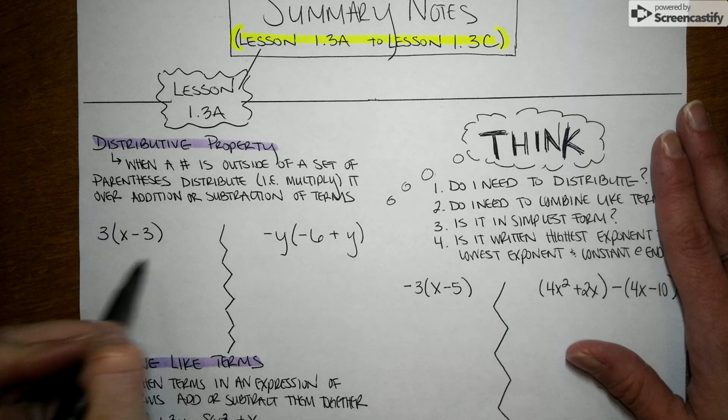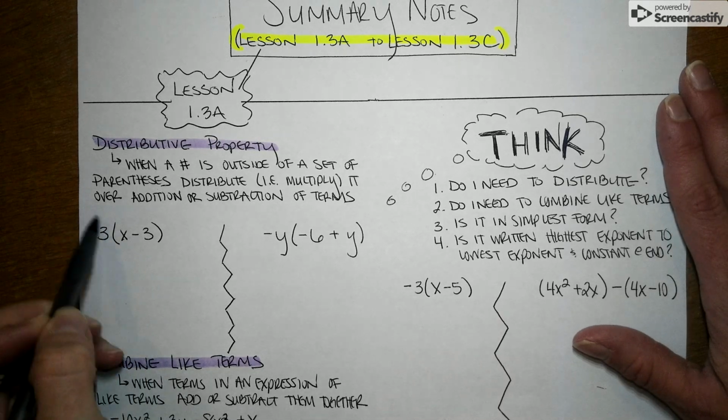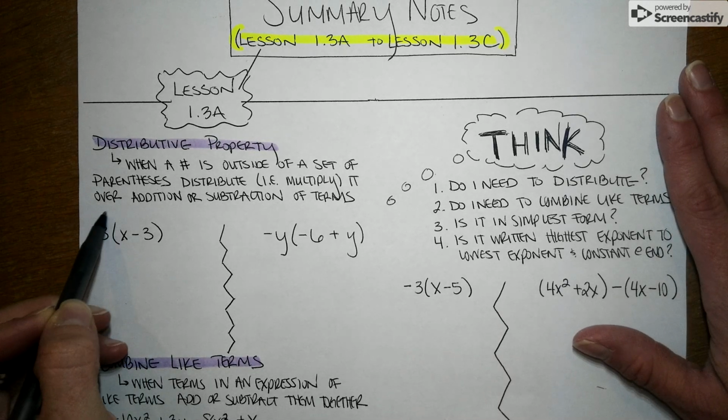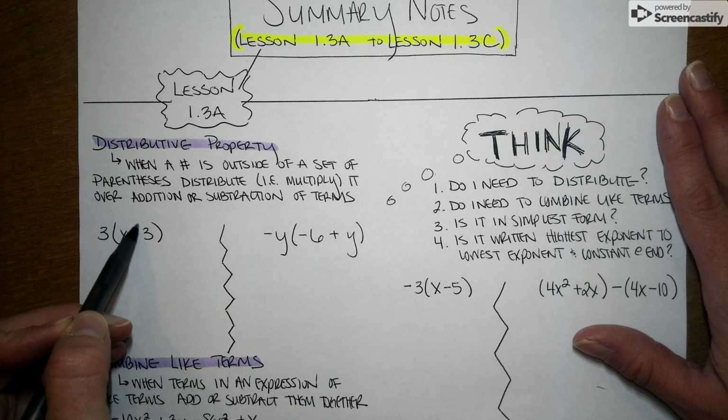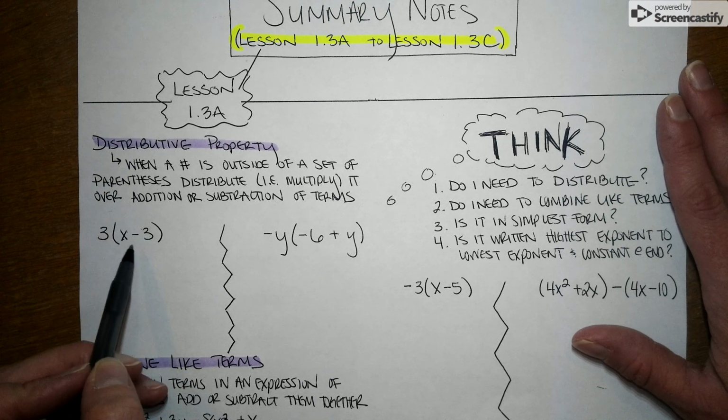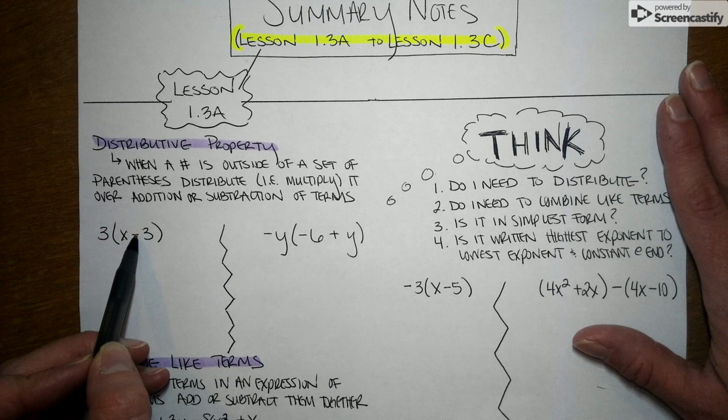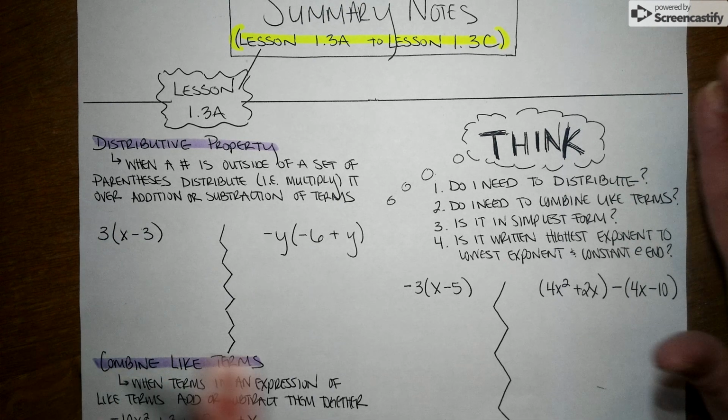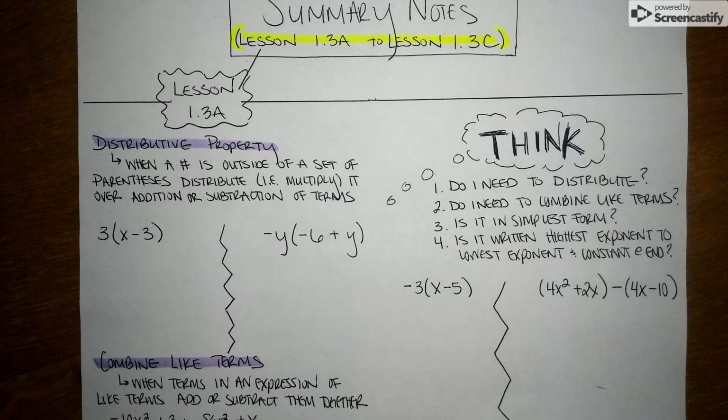Now, if I look at this first example here, I notice that 3 is the number that I will be distributing to the x and to the -3. And since there's a subtraction symbol in between, we call this example the distributive property over subtraction.